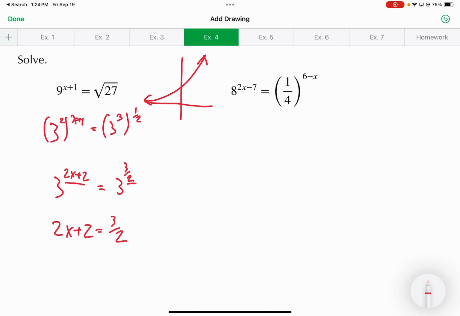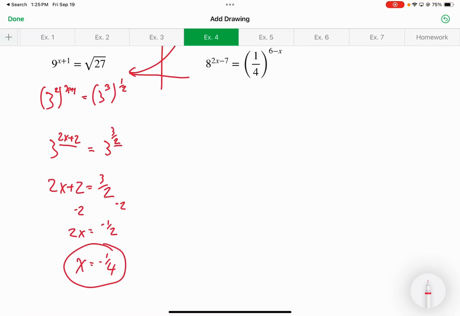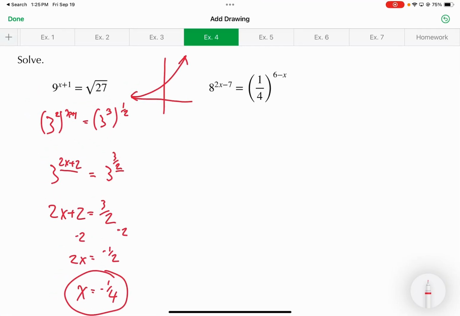And I can solve for x. So subtract 2 from both sides. I would get 2x equals negative 1/2. Divide both sides by 2 to give me x equals negative 1/4. I have no domain restrictions with my exponential equations. Like if I look up at my graph, my domain's going to be all real numbers. So x equaling negative 1/4 is totally fine. I can have a negative exponent. I mean, we've dealt with those before.